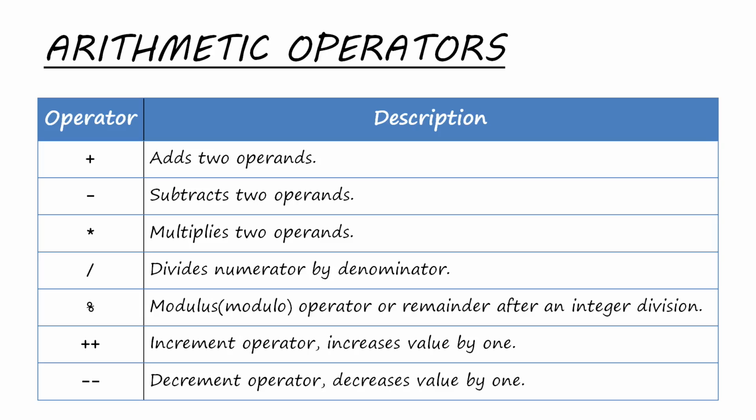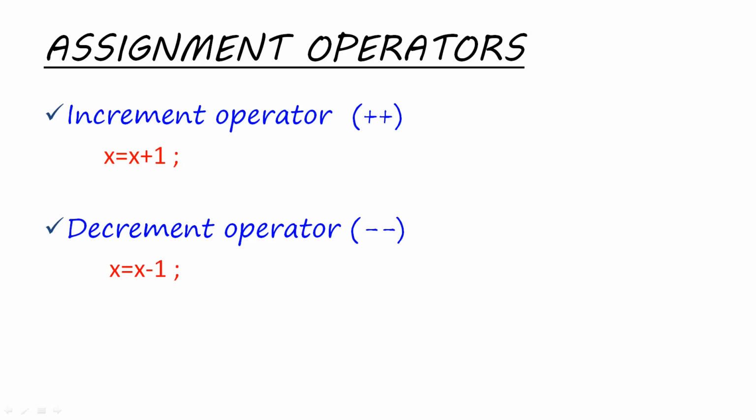We discussed arithmetic operators. Here, the increment operator provides a more convenient way to increase the value of a variable by 1. So instead of using this statement, you can use this increment operator. Similarly, the decrement operator is used to decrease the value of a variable by 1.